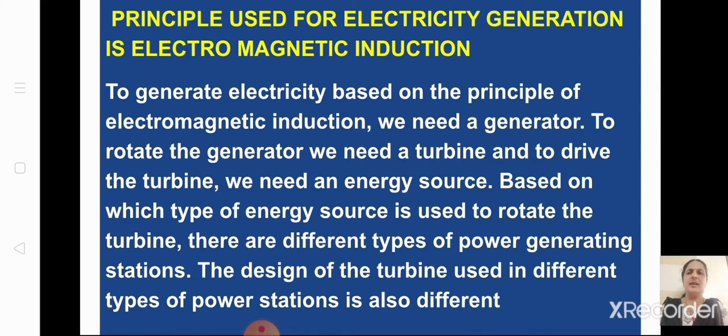To generate electricity based on the principle of electromagnetic induction, we need what? We need a generator. To rotate a generator, we need a turbine. And to drive the turbine, we need some energy source. Based on which type of energy source is used to rotate the turbine, there are different types of power generating stations. And we learned one by one in the previous videos. Now let us revise what we have learned.